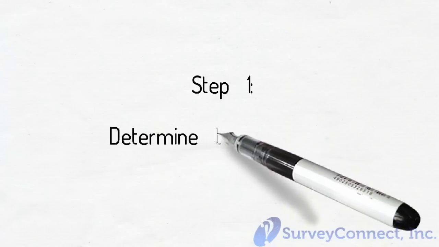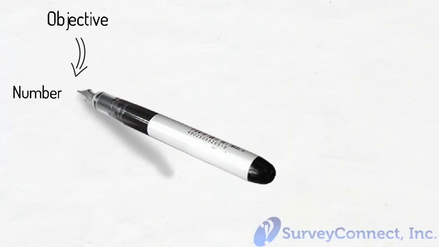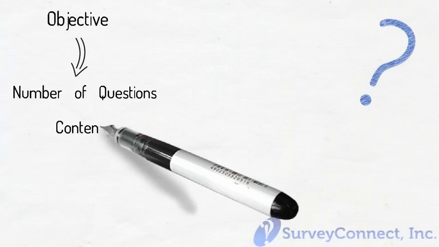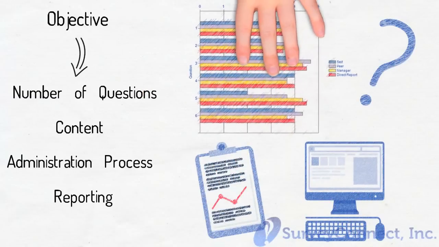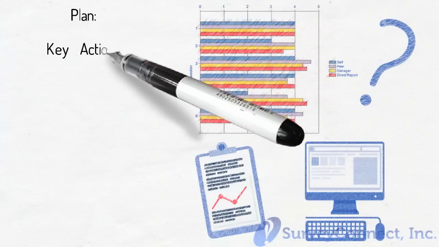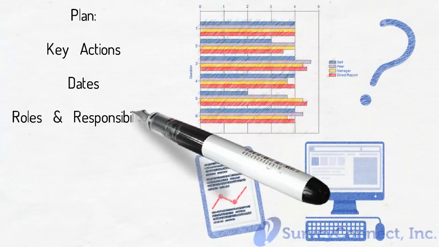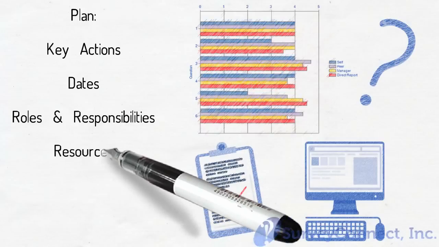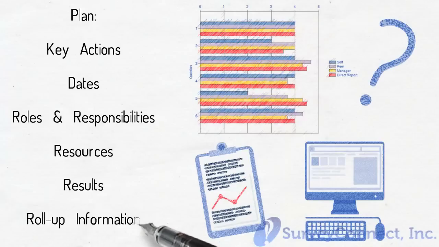Step 1. Determine the objective. The objective is the reference point that guides the assessment. It helps shape the content and administration of the process, as well as the strategy for the use of the reporting output. Once the objective is determined, a plan should be written that includes key actions, dates, roles, and responsibilities, as well as the resources needed to administer the assessments, communicate the results to the participants, and understand the expectations of what participants will do with their results.